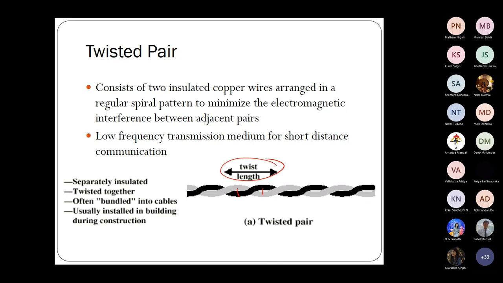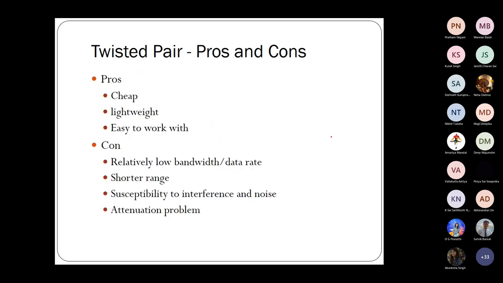And usually a LAN cable, for example, a typical LAN cable contains 4 of these twisted pairs. So there are 4 pair cables, 8 wires out there. And as I said, low frequency transmission over short distance. Pros: they are very cheap. They're lightweight, thin wires, easy to work with. Cons: relatively low bandwidth, data rate.